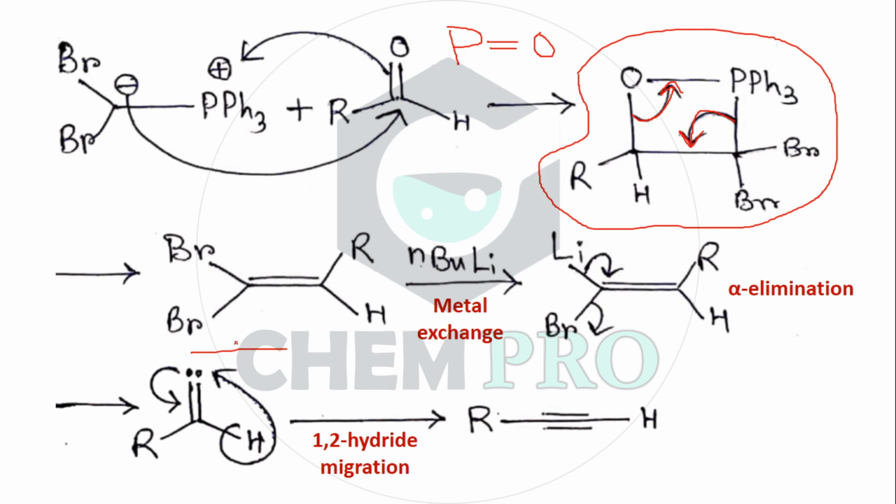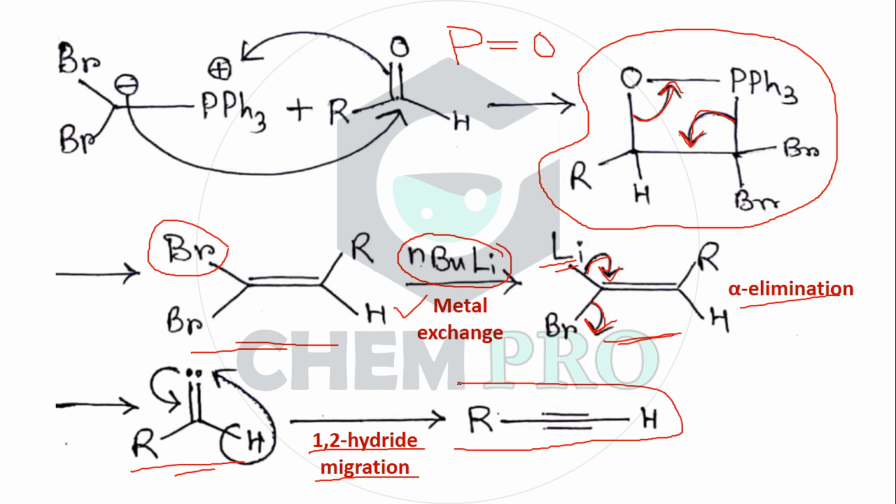Then it will form this compound, and then after using the n-butyllithium, this is a metal-halogen exchange reaction, and one bromine will be exchanged with the lithium, and the lithiated intermediate will undergo alpha elimination like this, and makes a vinylidene carbene. Okay, and after that it will undergo the 1,2-hydride migration to form the desired product, that is the terminal alkyne.